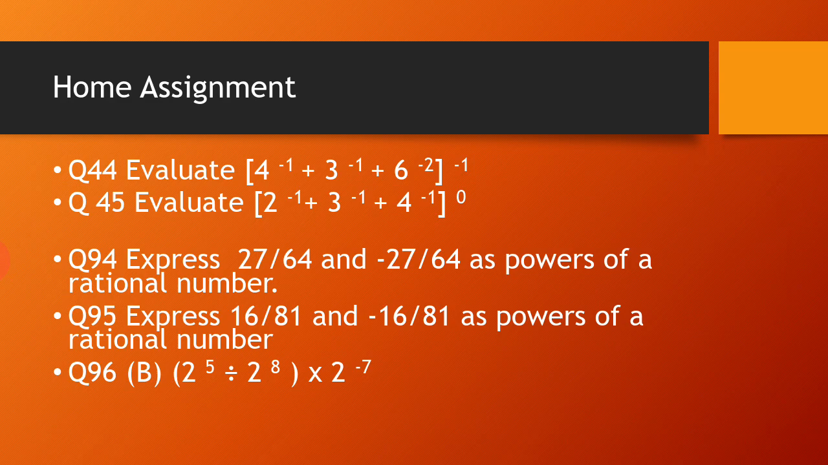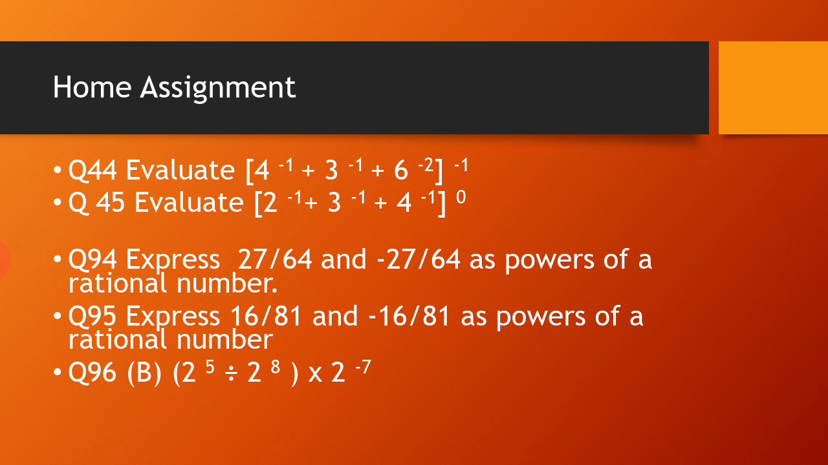Question number 45. Evaluate (2 raised to power minus 1 into 3 raised to power minus 1 plus 4 raised to power minus 1) whole raised to power 0. That whole raised to power 0 itself gives you a very big clue what your answer should be. Check the laws if you have forgotten.